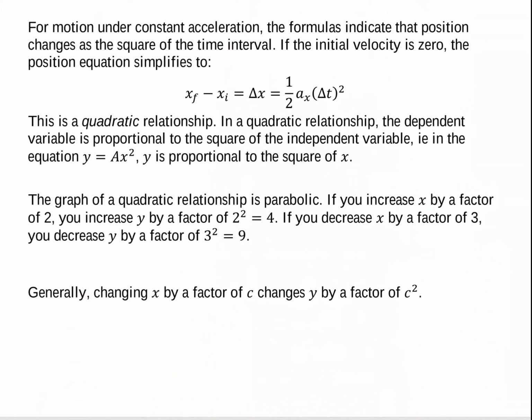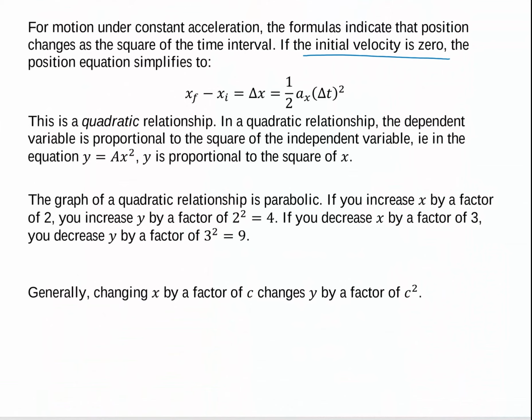Now, motion under constant acceleration: the formulas are showing us that position changes as the square of the time interval. If the velocity to start with is 0, then the position equation simplifies to this. This is only if the initial velocity is 0. If you're going to remember a formula though, remember the original formula, not the special case.